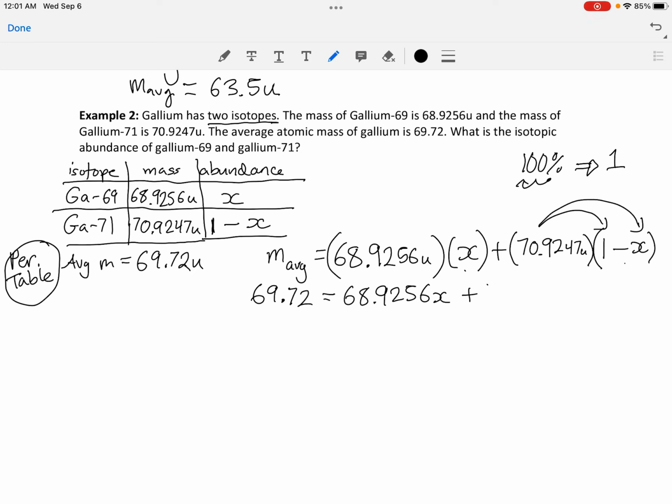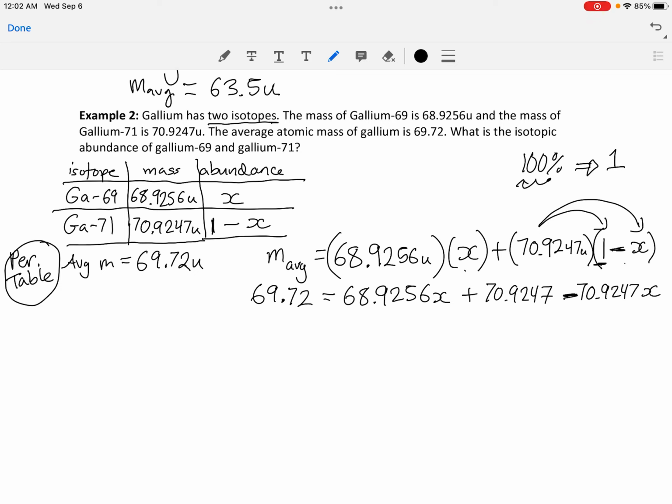So the 70.9247, first thing I'm going to do is multiply it by the 1, the first thing in my brackets. Well, that just makes 70.9247. The next thing I'm going to do is multiply it by the negative X. When we do distributive property, we multiply by the sign in front of the thing as well. Sorry, I made it look like a plus there. I didn't mean to. So we're going to multiply by that negative X. So it'll become negative 70.9247X.